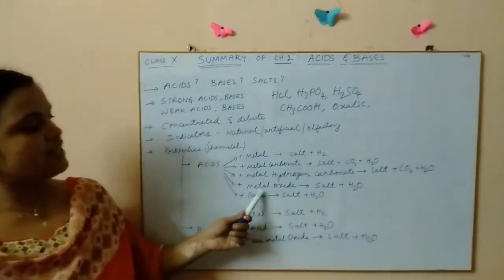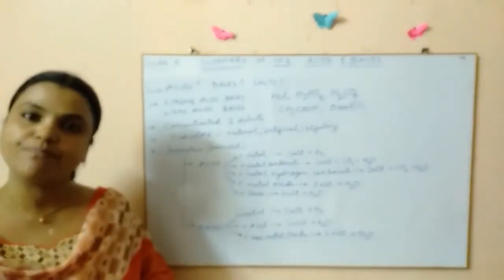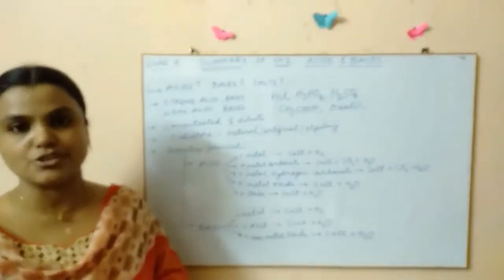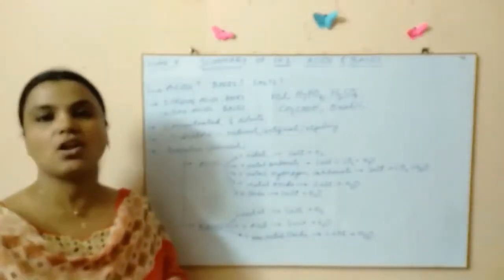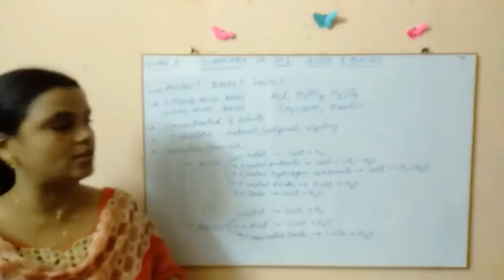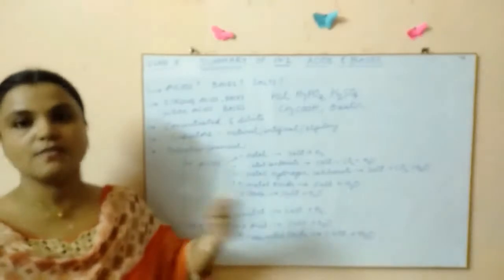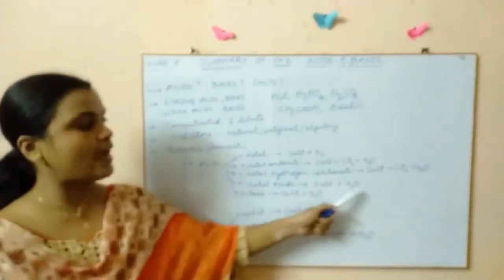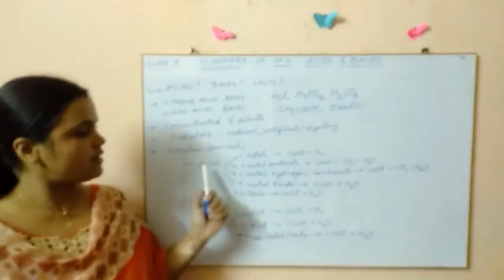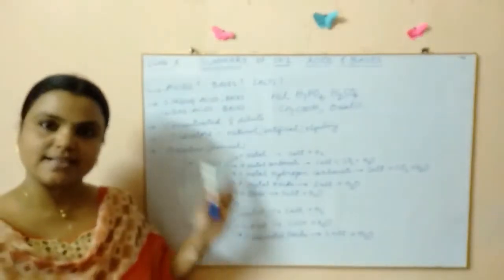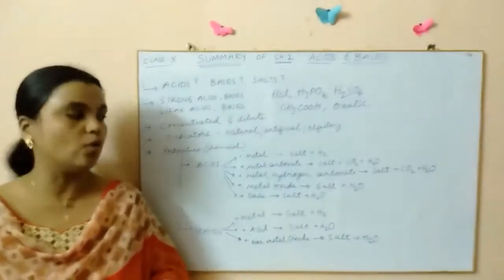Then acids reacting with metal oxide. What is the nature of metal oxides? They also are basic in nature. Always remember, metal oxides are basic in nature and non-metal oxides are acidic in nature. So the basic oxide reacts with acidic substance and then a salt is formed because neutralization happens, and water is released out. Now acids react with base, that is nothing but the well-known neutralization reaction, and it gives rise to salt and water.